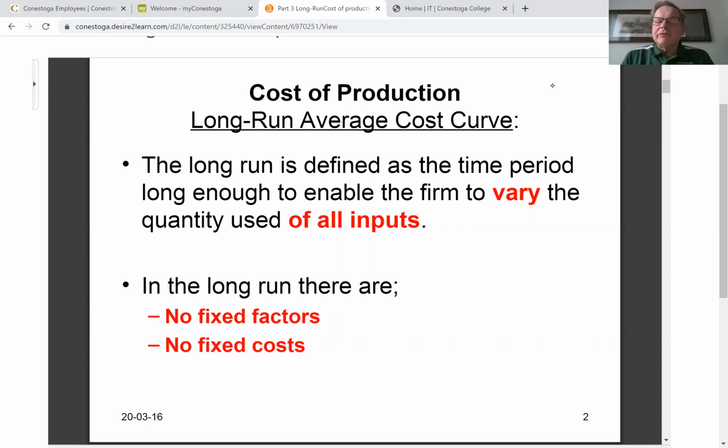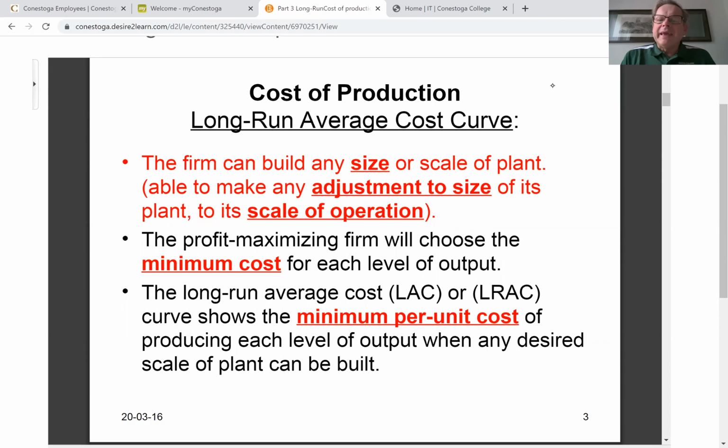There are no fixed factors of production and there are no fixed costs. They are all estimates that the accountants, industrial engineering, and whoever will go through. So the firm can build any size or scale of plant, able to make any adjustments to the size of its plant to its scale of operation. In other words, everything is only on paper. It is a plan. The profit maximizing firm will choose the minimum cost for each level of output. That is the important factor.